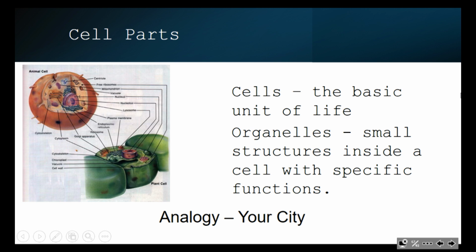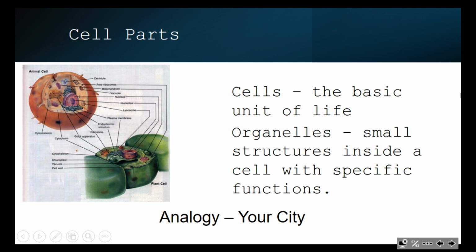So let's go ahead and do a little bit of reviewing. Remember that cells are the basic unit of life. When it comes to living things, you can't get any smaller than a cell. Now inside of cells are little organs. Those little organs are called organelles. And just like your body has organs and each organ has a specific job it has to do, these cells have organelles and each organelle has a specific job that it has to do.